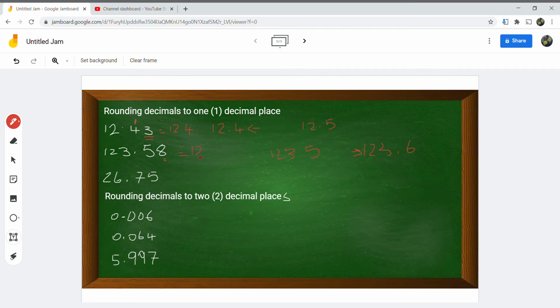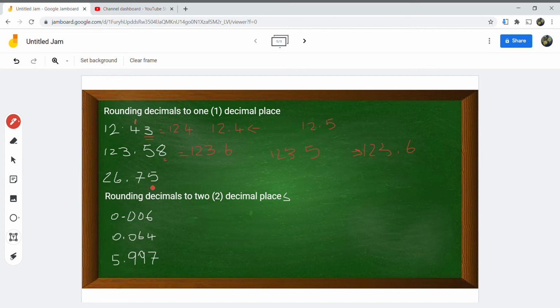123.6. That's your answer right there for rounding to the first, or to one decimal place, rounding off to the tenths position. That's what we are basically doing. Just keep it in mind: one decimal place, rounding to the tenths position, rounding off to the tenths position.